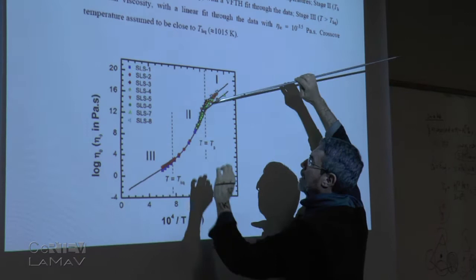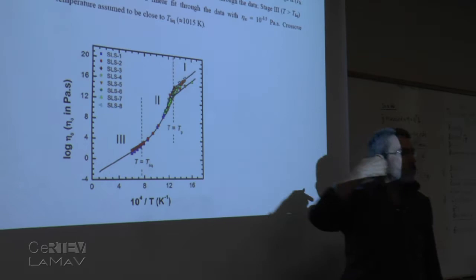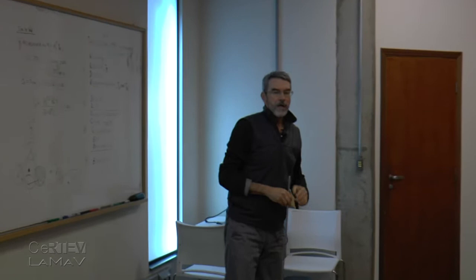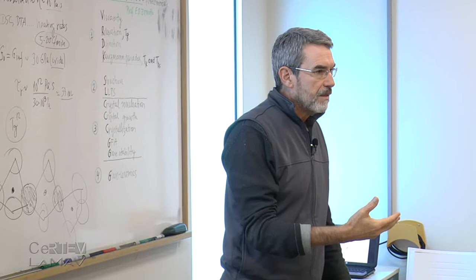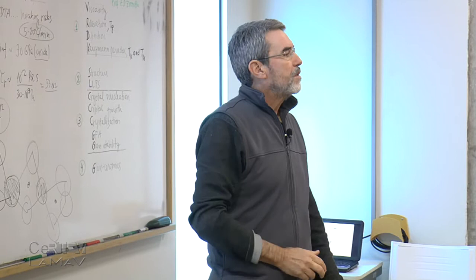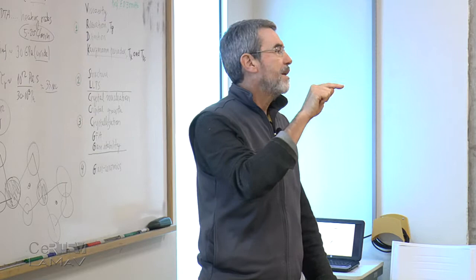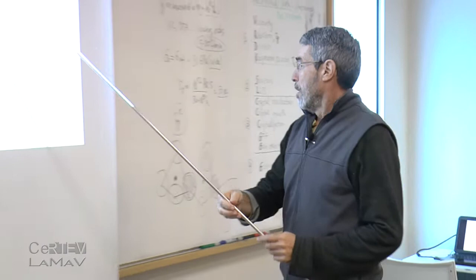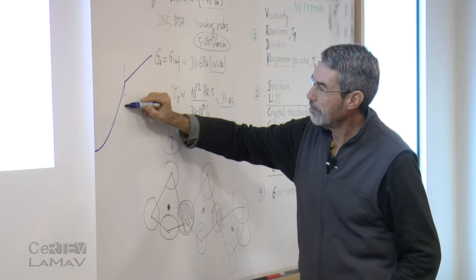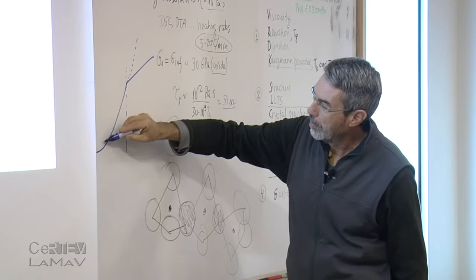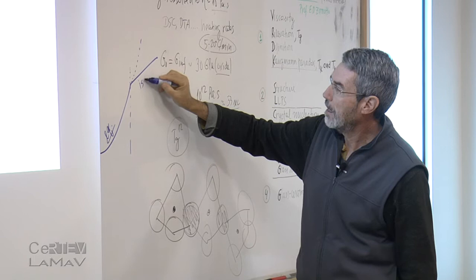And this is the so-called isostructural viscosity because this is where Tg happens. When Tg happens, the glass becomes frozen for a certain time. So the structure does not change anymore. That's why it's called iso. Iso means same. Isostructural viscosity. So this is the so-called equilibrium viscosity, this is the isostructural viscosity. The point is 1 over Tg.